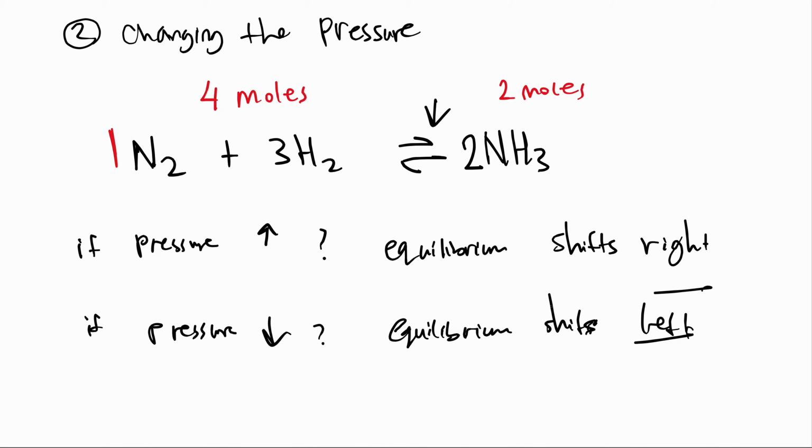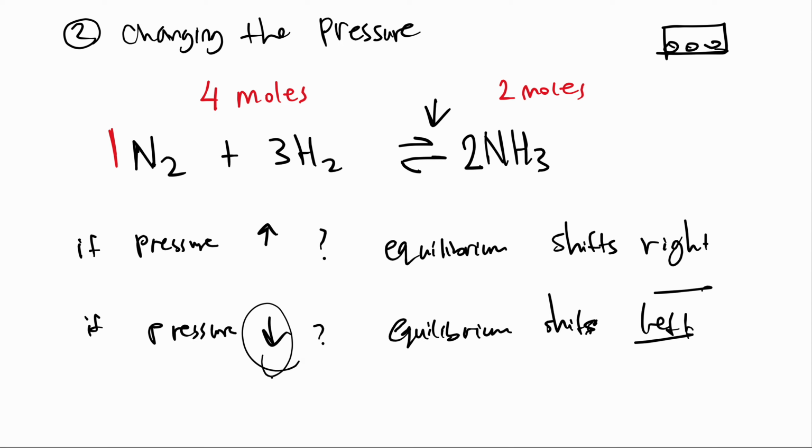Think, it would be easier to raise the pressure by adding to where there's lots, right? So pressure is just about how many particles there are within a given space, right? You can just try to visualize this. If the pressure of the overall container increases, if you shift towards the side with fewer moles, you're going to have less pressure overall, right? So your equilibrium is going to shift towards the side with fewer moles.